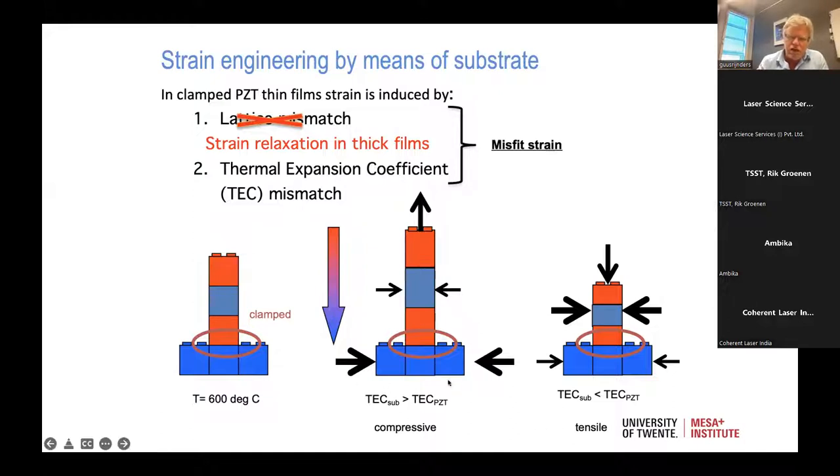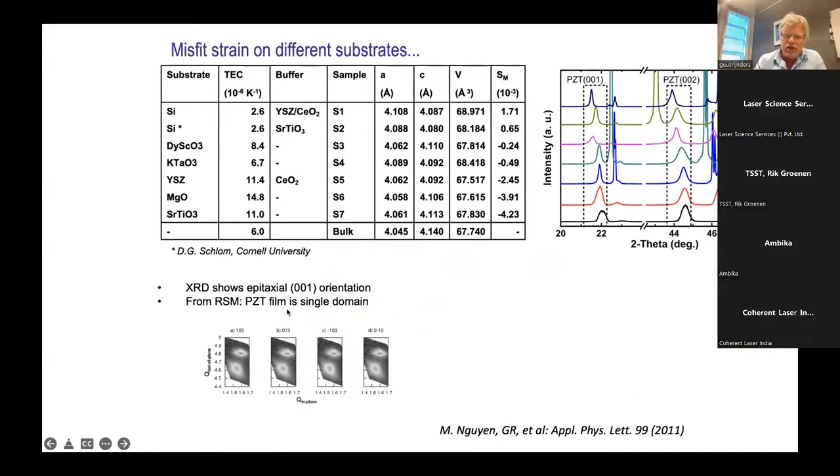And then depending on which material you use as a substrate, you can either have compressive strain, like in the middle of this plot, or have more tensile strain there. And we studied that already many, many years ago using different types of substrates, which you can see over here, ranging from silicon to oxide substrates with different thermal expansion coefficients. And we clearly can see in X-ray patterns and also reciprocal space maps that we have different crystallographic properties of the PZT.